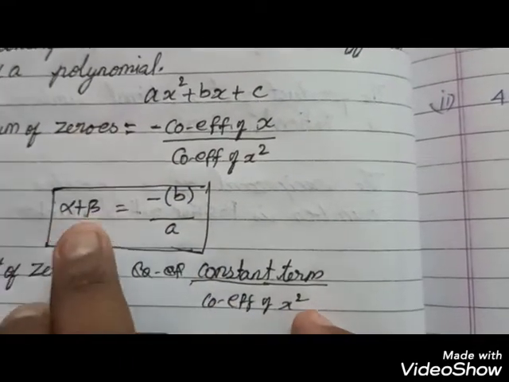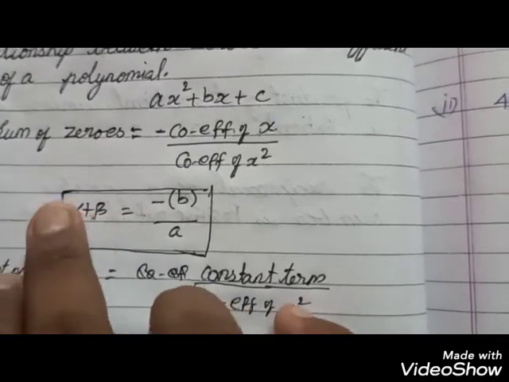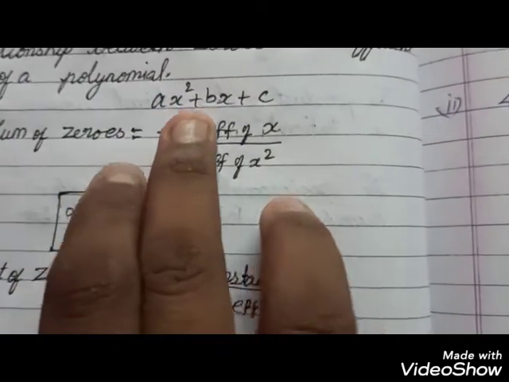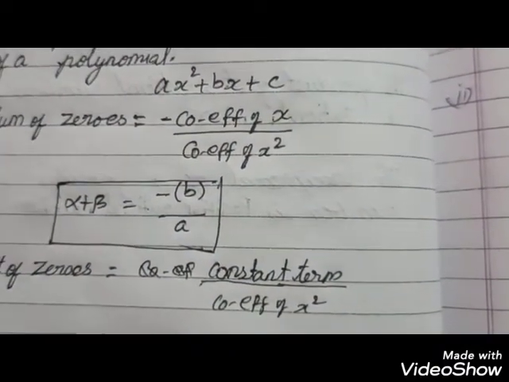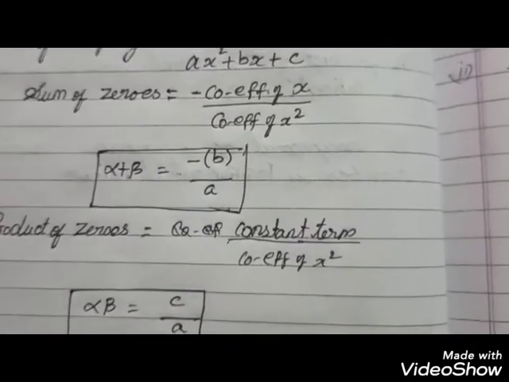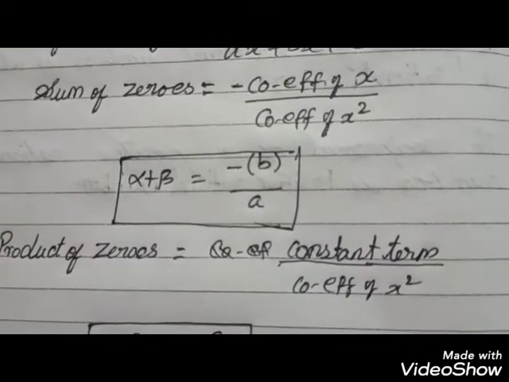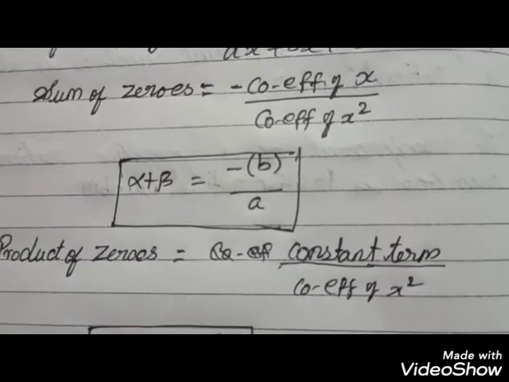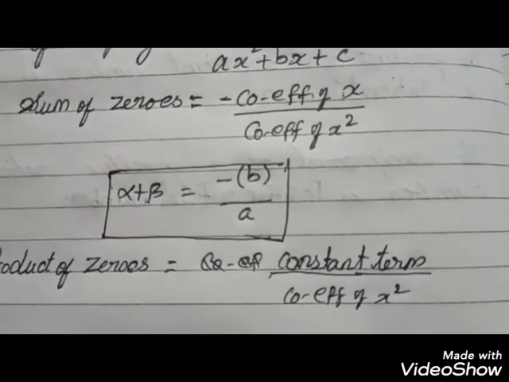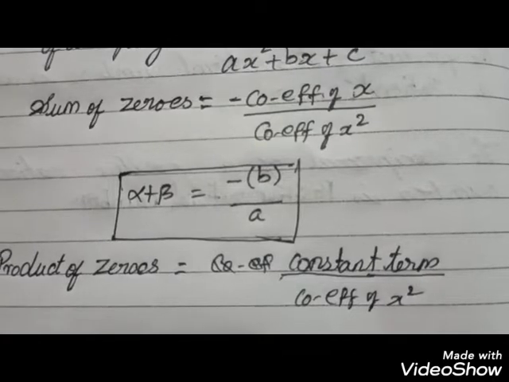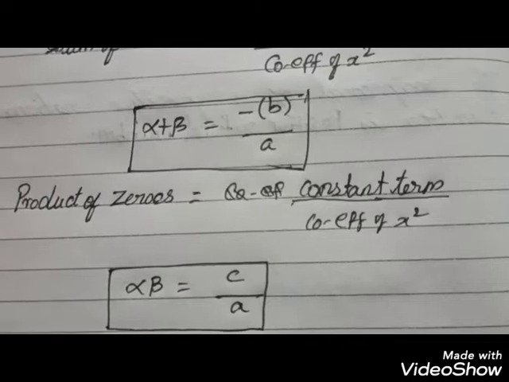So the sum of zeros means alpha plus beta. Alpha and beta are the zeros of the quadratic polynomial ax square plus bx plus c. So alpha plus beta is equal to minus b divided by a. Then the product of zeros is the constant term divided by the coefficient of x square. The constant term is c and the coefficient of x square is a. So the product means alpha into beta, alpha beta, which is equal to c by a.